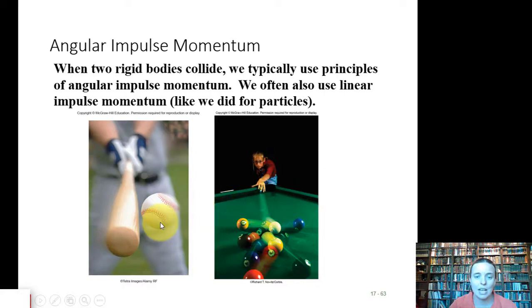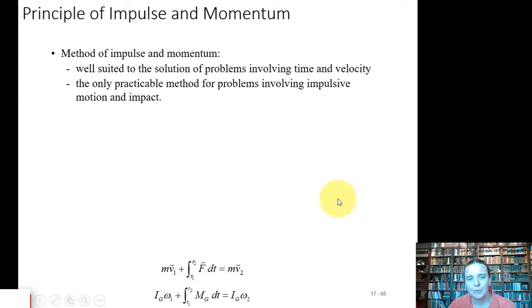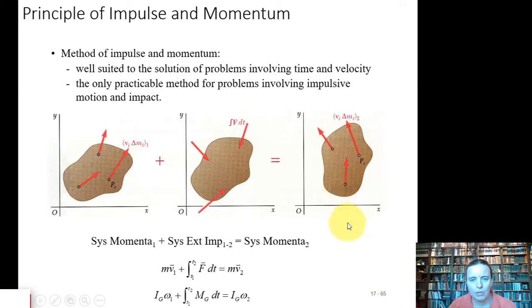So here are some examples: a baseball, pool. This is going to remind you of chapter 14, systems of particles. So you can go back and review some of those chapter 14 notes if you would like, and then realize that all of these little collisions are happening very quickly. So we have F dt, a very quick impulse.